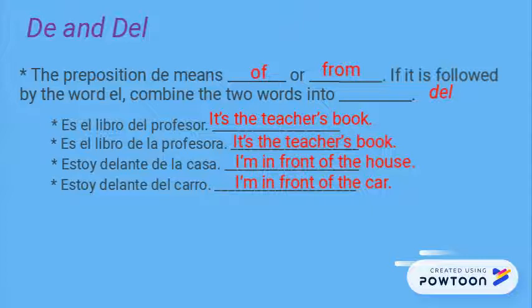Okay, so a couple of examples. Es el libro del profesor. I would have had de el profesor, but I need to combine it. And when you say it, it kind of automatically is combined, but when you write it, it's got to be one word. So, es el libro de la profesora. Estoy delante de la casa. Didn't need to use that. Estoy delante del carro. Again, de and el combined to del, to say I am in front of the car.